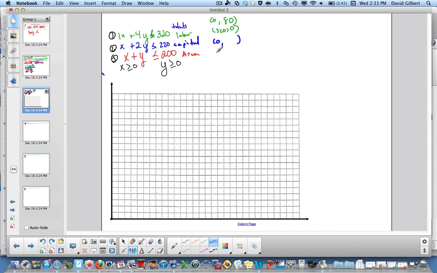So these intercepts are going to be, if x is 0, we have 2y equals 220, so y is 110. If y is 0, then x is just 220. And then this is going to give us intercepts of x is 0, y is 200. If y is 0, x is 200.